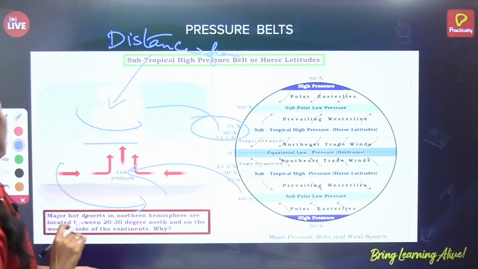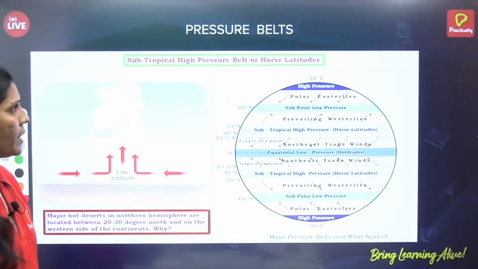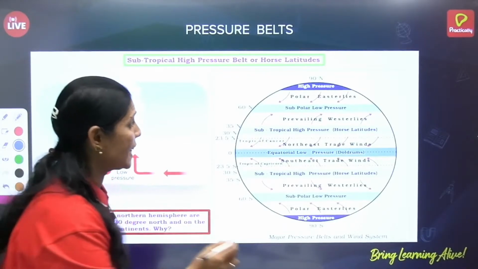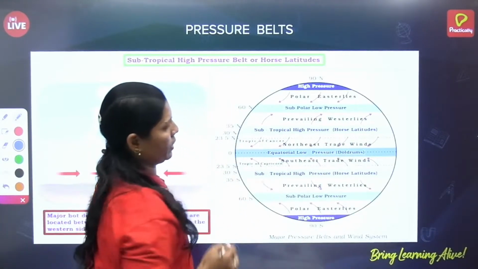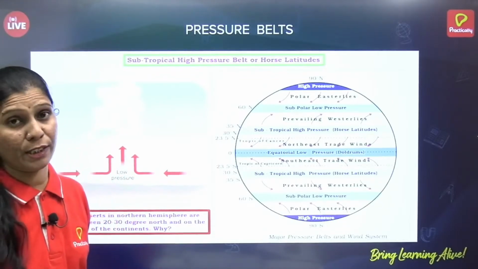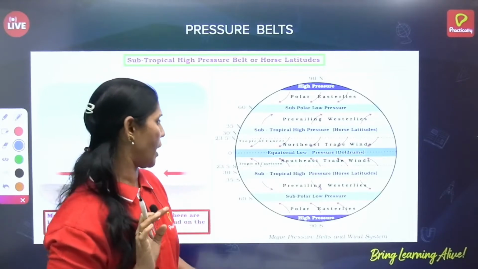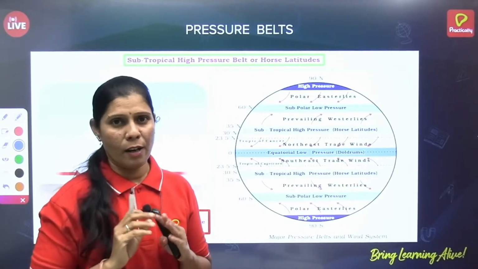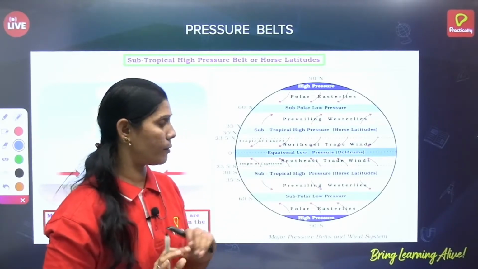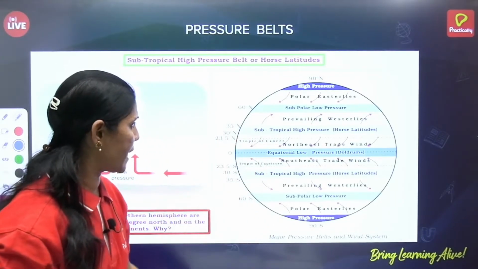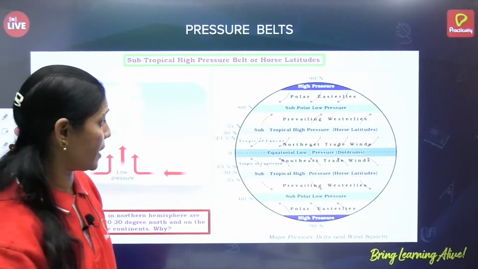And come to the pressure belts. Pressure belts are also an important factor. See, on the whole globe, different types of winds are flowing. Winds are basically of three types. I'm not going to tell you in detail, as it is not much needed for your NTSE. I'll give you a slight importance in these areas.